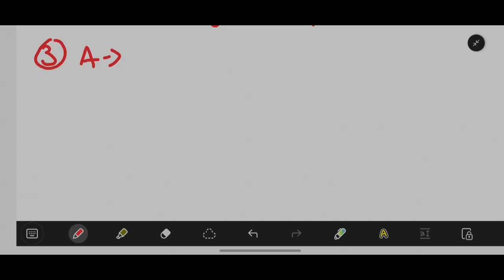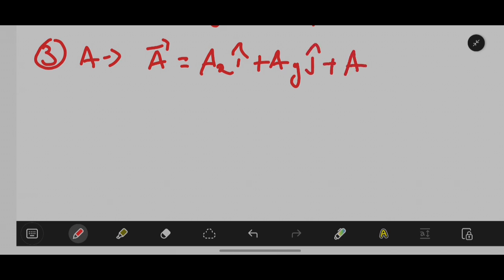First, assertion A states that a vector is described as A bar is equal to AX i cap plus AY j cap plus AZ k cap. Then AY is a scalar. Yes, absolutely, because the magnitude of a vector is a scalar. We have seen that point in the explanation video.